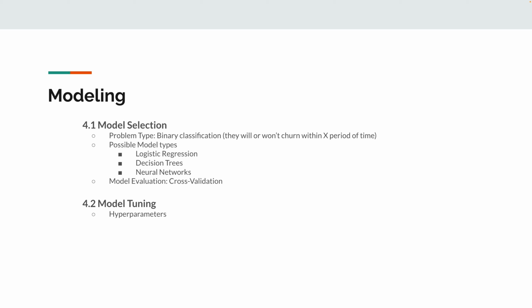In terms of the modeling itself, we're thinking most likely it's a binary classification. Will they or won't they churn within X period of time? There are some possible model types here, decision trees, neural networks, but ultimately, as you're going to see in a future slide, I'm thinking logistic regression is probably the most suitable. Just keep it very, very simple.